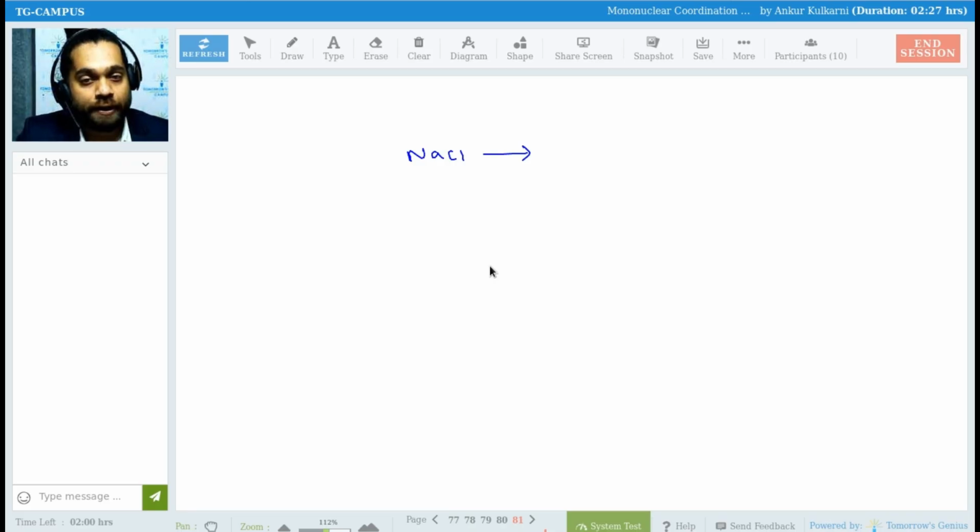How will it dissociate into ions? If I separate Na and Cl, what charge will come on them? Positive charge, sir. And what about Cl? Negative charge. So why is there a positive and negative? Because over here 1 and 1 is there. Okay, so if I dissociate, then I get Na plus and Cl minus.